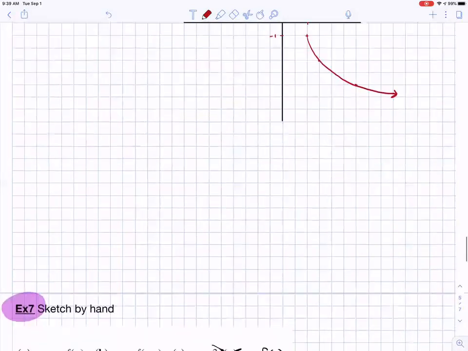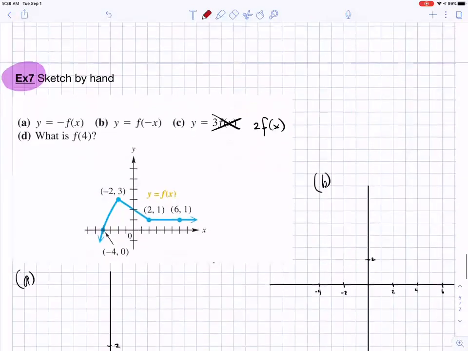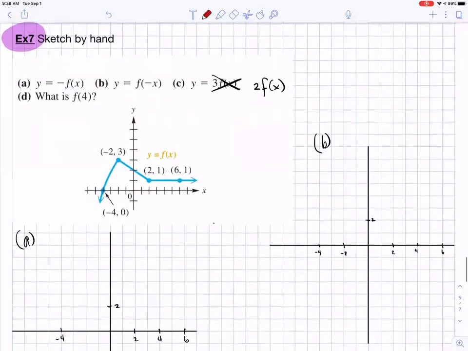Okay, and then we have this guy here, where you are to sketch by hand. It's not one of our original 6 parents. This is just some random function. Okay, and you see that we're looking at an f of x. Our f of x is the parent here. What kind of parent is it? Like I said, it's just random. We don't have a parent that looks like this.